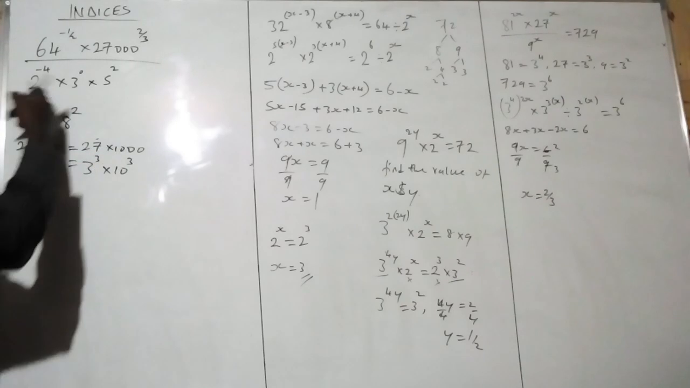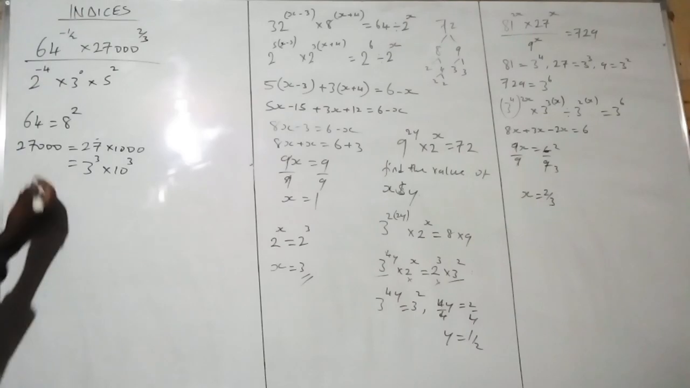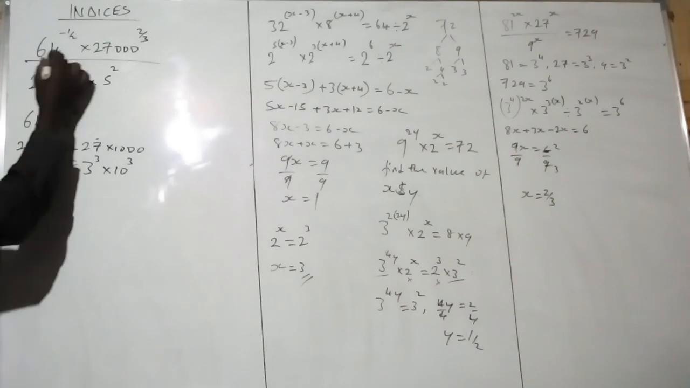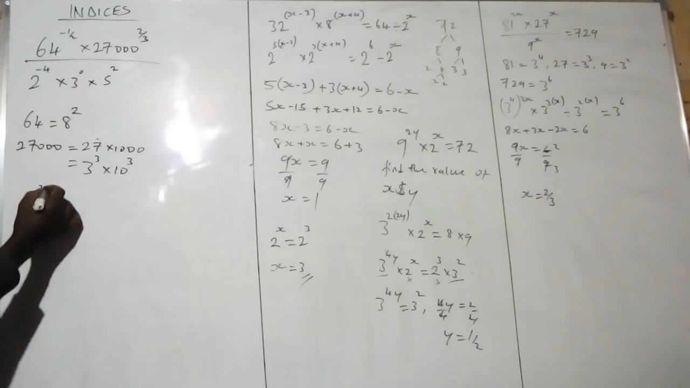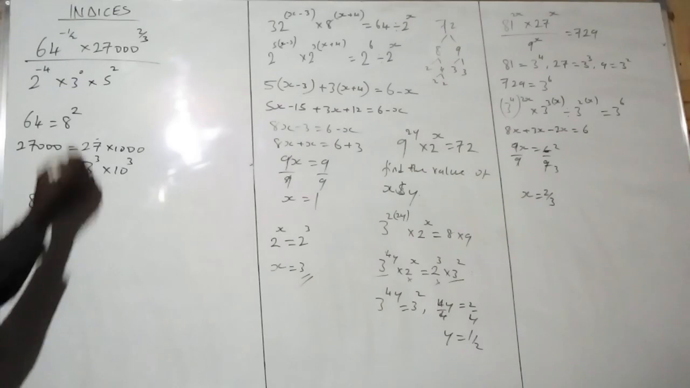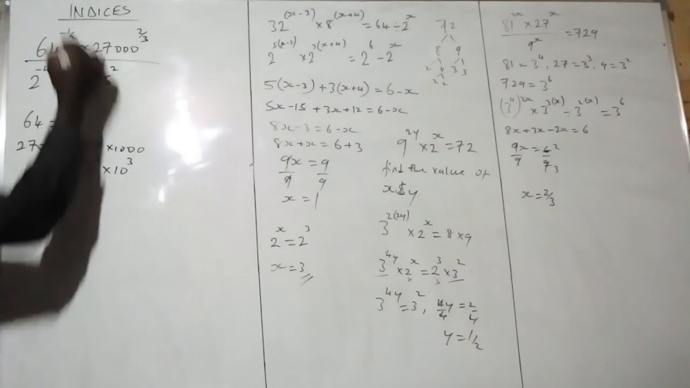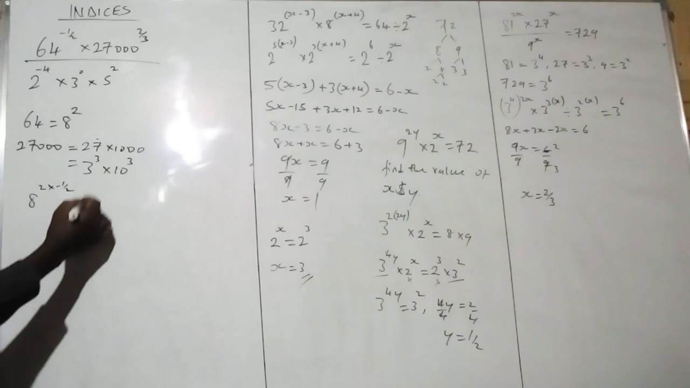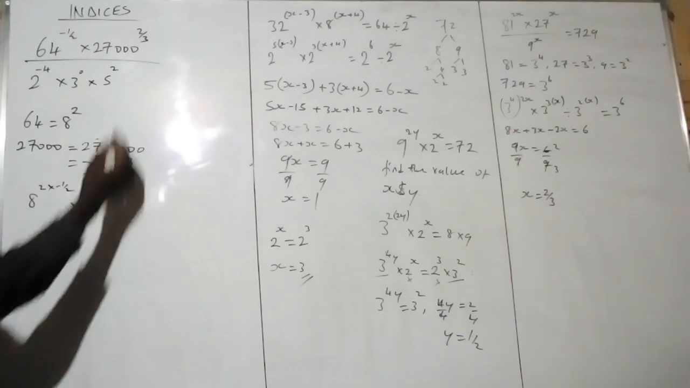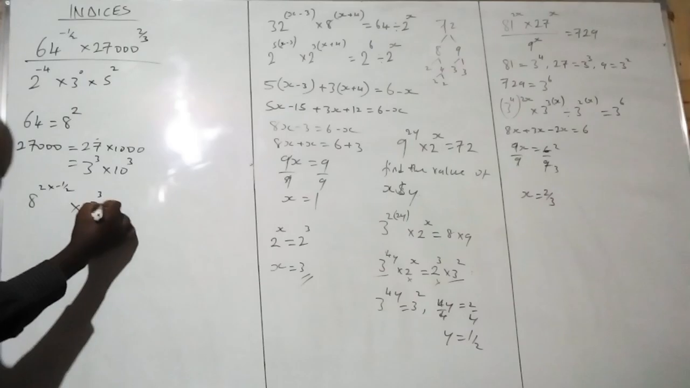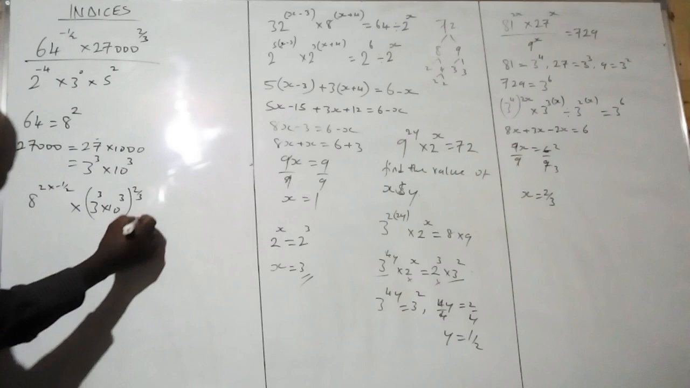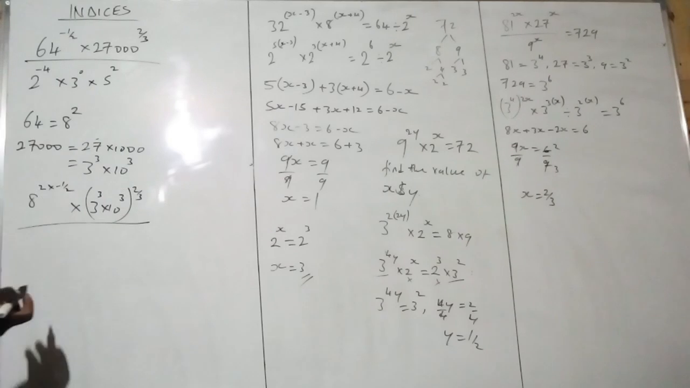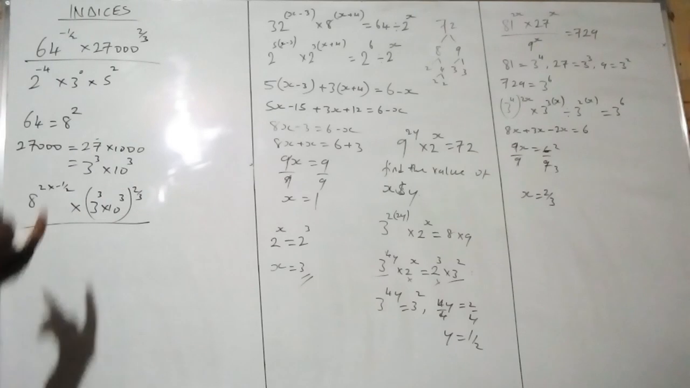That being the case, now you can come and say, for 864, we have said it's 8 raised power 2. You are going to come here and say 8 squared, then times negative half, this negative half there, times, for 27,000, it's 3 cubed times 10 cubed. Put it into bracket, we have power 2 over 3, all over, for 2 raised power negative 4, you can reciprocate it to be positive, to be 1 over 2 raised power 4.